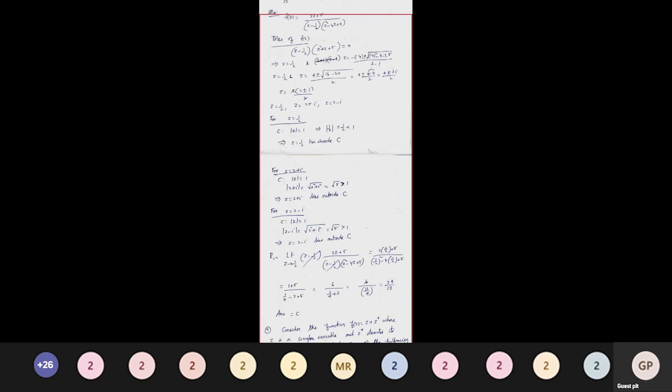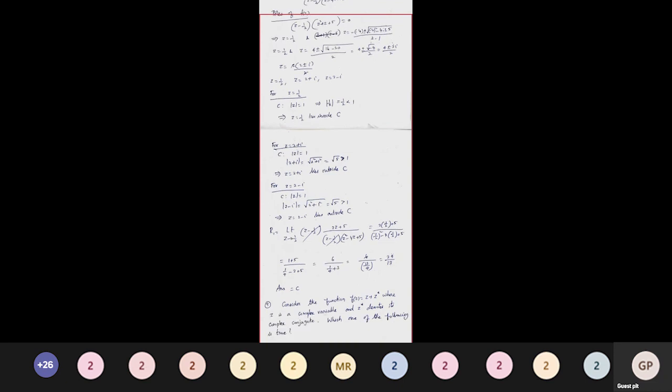So the pole lies outside. Now we have only one pole which lies inside C, that is z equals 1 by 2, and it is a simple pole, that is, a pole of order 1. So let us find the residue for that single pole.